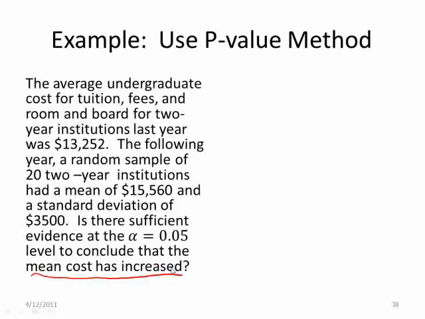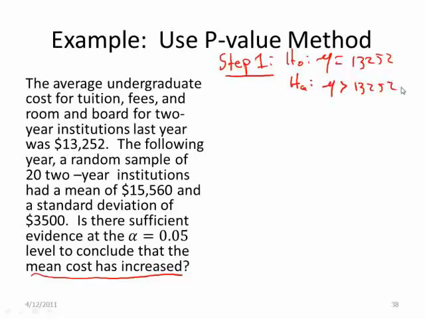So again, let's just go down the steps together. Step number 1. Can I get somebody else to state a null? Well, I don't need you to state the null, because that's always going to be the same. So 13,252. So can we get someone else to state the alternative? Mu is greater than 13,252. Thank you very much.